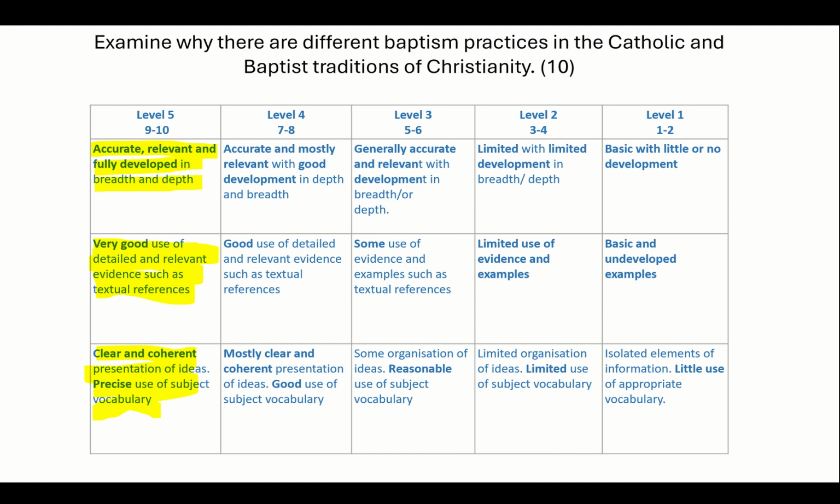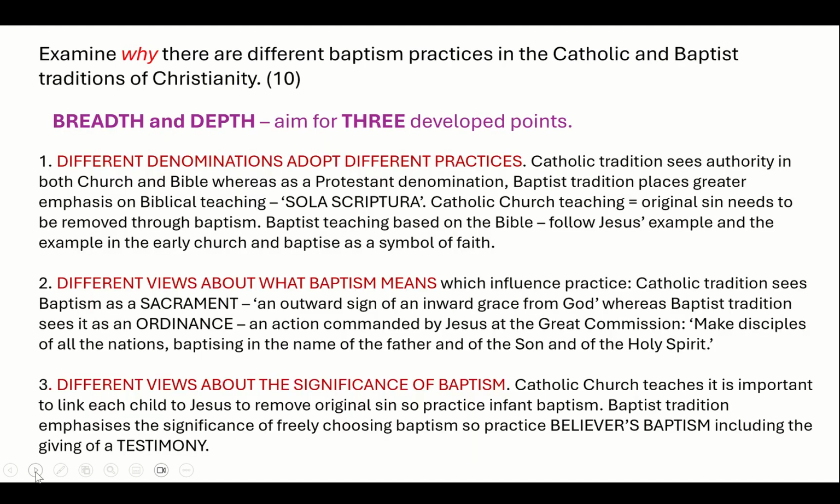So obviously what we're aiming for in all of our 10 markers is to be marked at the level 5 level. To do that, we need to make sure our answers are accurate, relevant and fully developed in breadth and depth, that we include very good use of detailed and relevant evidence such as textual references, that we have clear and coherent presentation of ideas and make precise use of subject vocabulary. And we're going to go through each of these steps now.